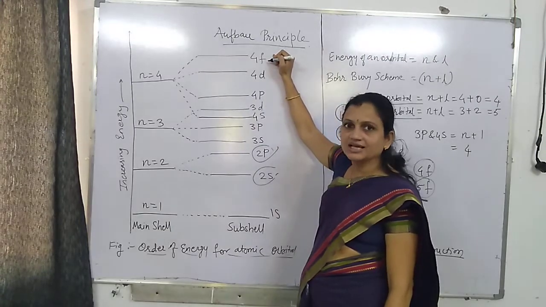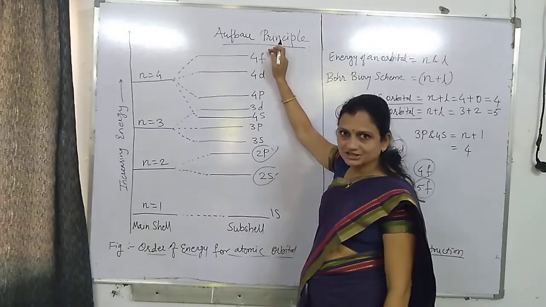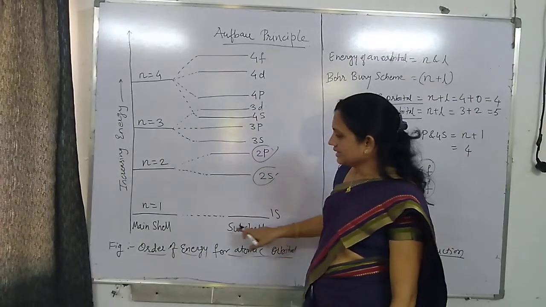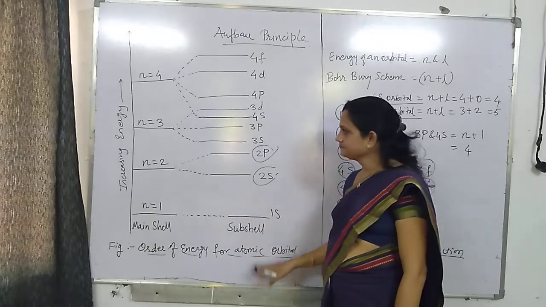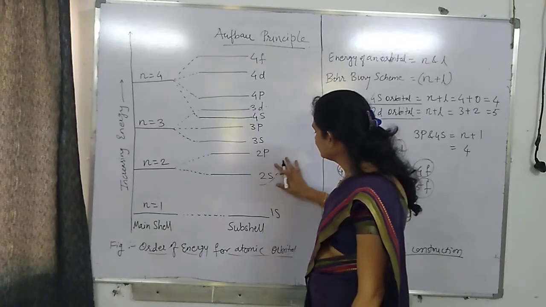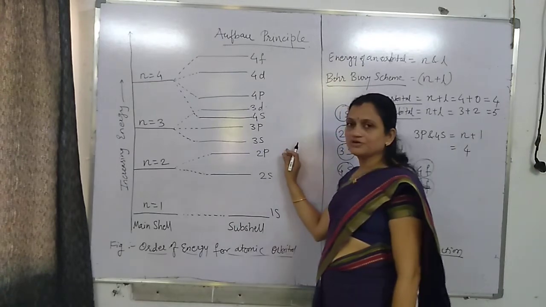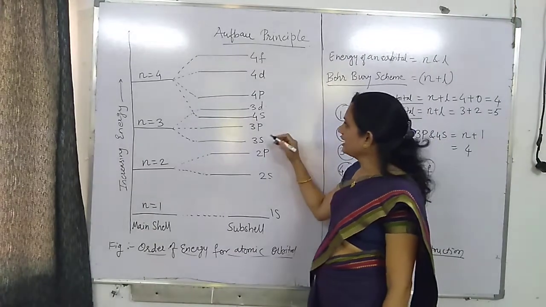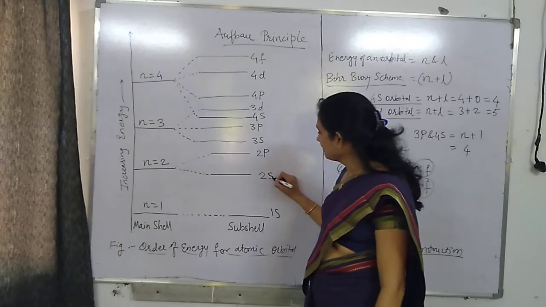So in this way the filling of electron takes place from lower energy to the higher energy state. Here this is the order of energy for different atomic orbitals. Now while arranging these different orbitals, one Bohr-Bury scheme is there, one relation is there. With respect to that relation, we are again going to fill the different atomic orbitals in this energy level diagram.